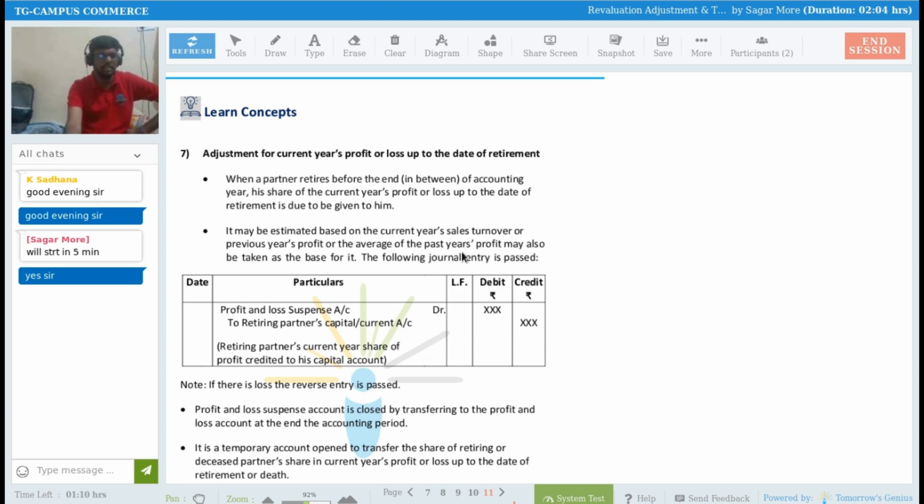Now this concept is new and it is only related to retirement. This is only in the retirement chapter, not in the admission of a partner, and this concept is important. You can have a 5 minutes break. Then I will start with the new concept, which we have not covered in admission of a partner. This is altogether a new concept, only in the retirement of a partnership. We'll start after 5 minutes.